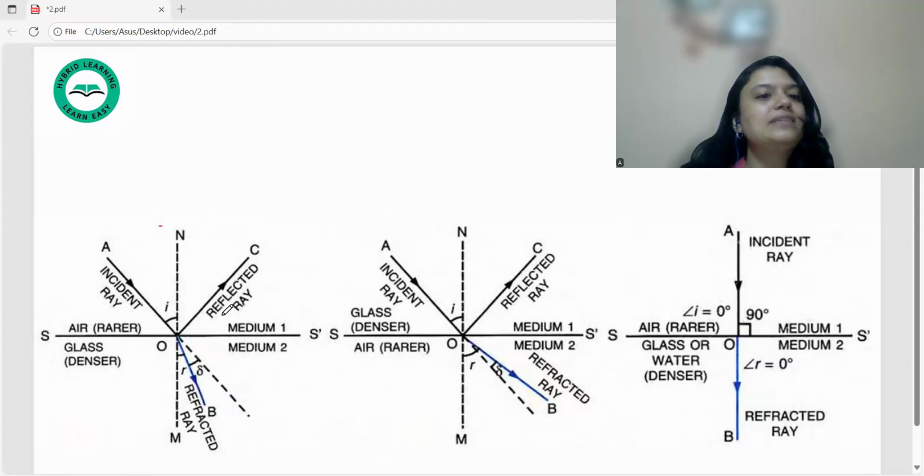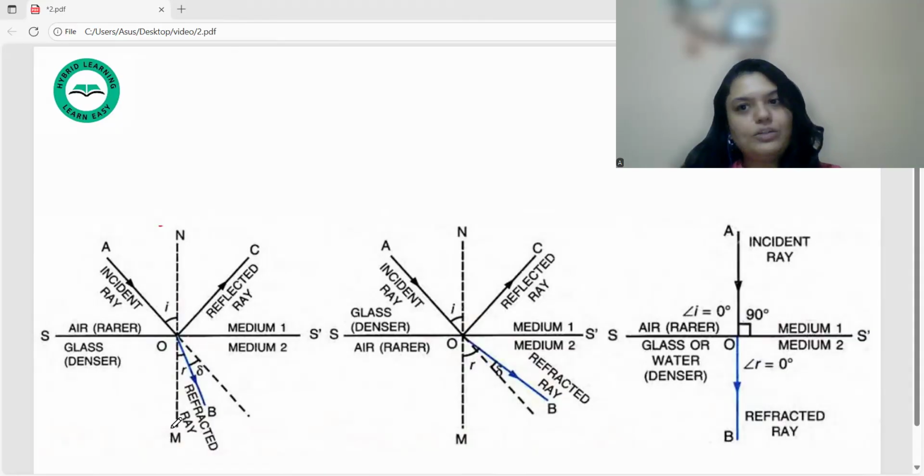Okay. So, here, what you see, this is a rarer medium, this is a denser medium. So rarer as in air is a rarer medium and glass is a denser medium. So I have taken rarer to denser here. So if you see AO is the incident ray, which is incident on the surface of this medium, SS prime. And after it is getting incident, there is a refracted ray which is going here, right? That is OP.